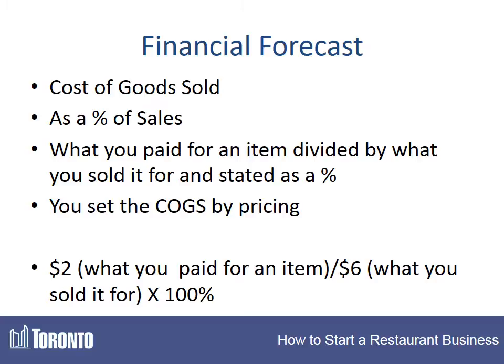Now, in an actual case, you're going to have different percentages for different menu items. You're going to have some entrees which may be high 30s. You may have some salads which are low 20s. You may have pasta or pizza which is high teens. You may have coffee which is 9%. So every item is going to come with a different cost of goods sold.